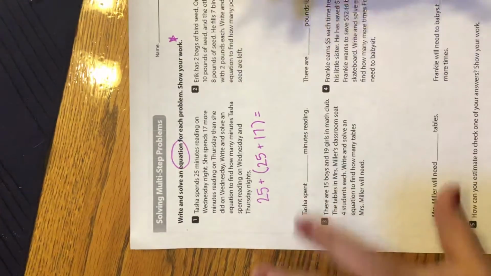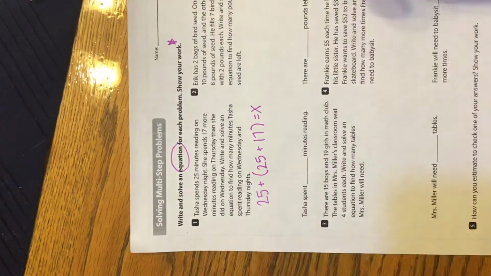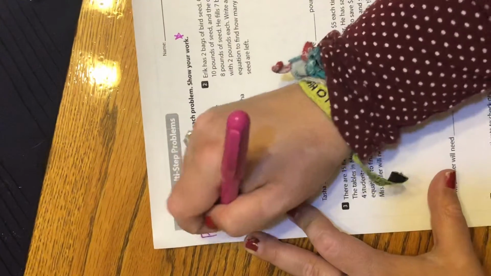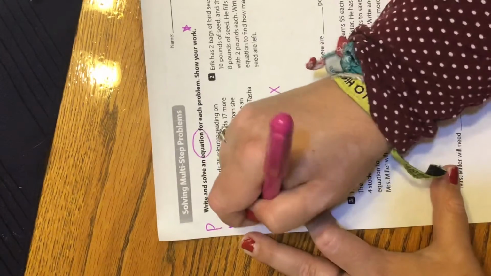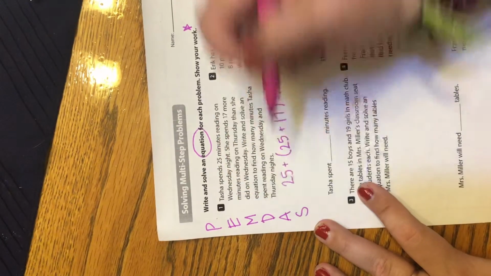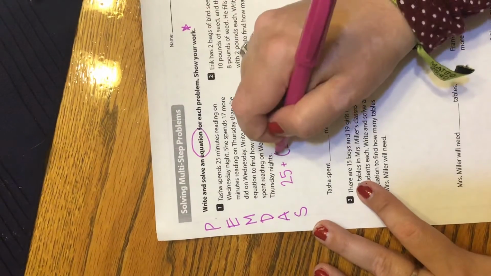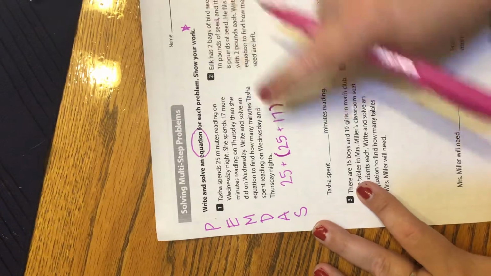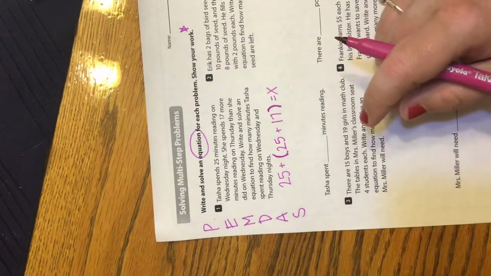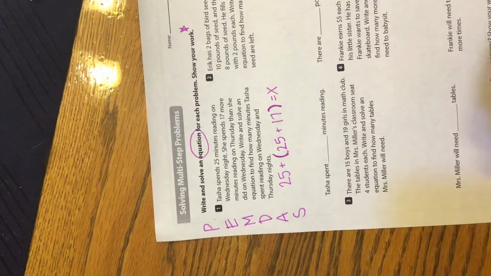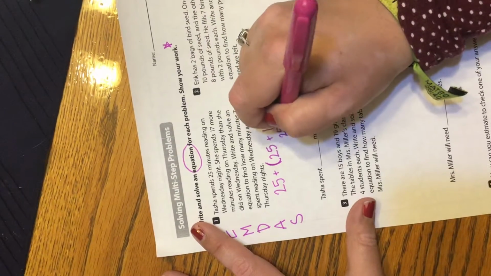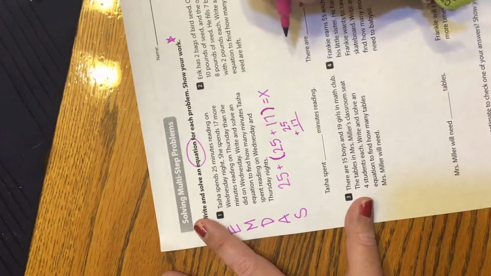And if you wanted to, you could put a variable here, but until we know the answer. So we learned PEMDAS for the order of operations: parentheses, exponents, multiplication, division, addition, and subtraction. So we put the parentheses here because we know we're going to have to add 25 and 17 first to find out how many minutes she spent reading on Thursday and then add that to our Wednesday. So then we're just going to add 25 plus 17.